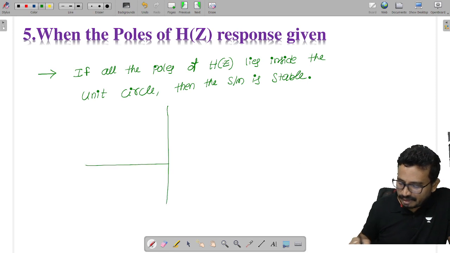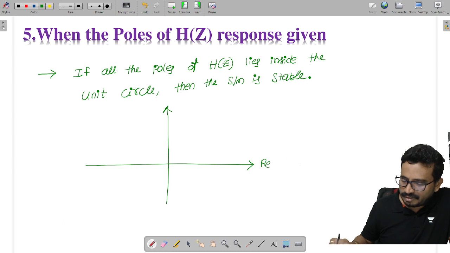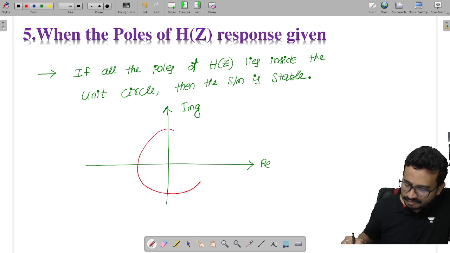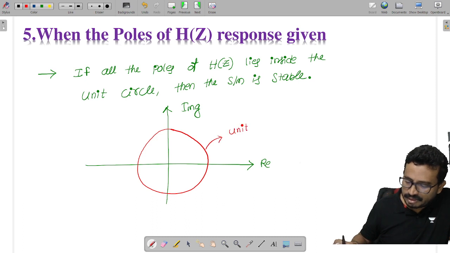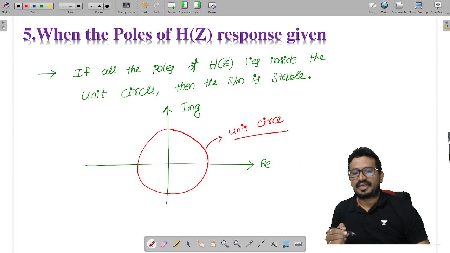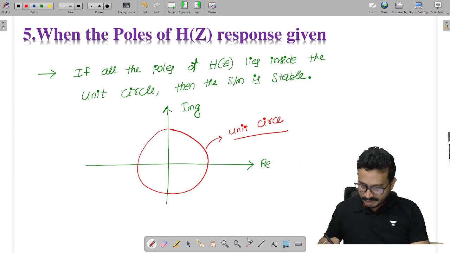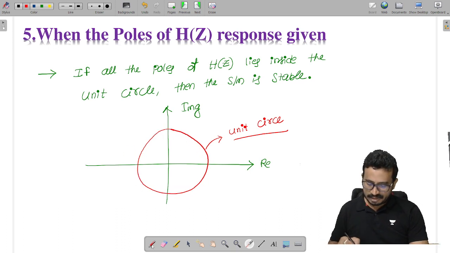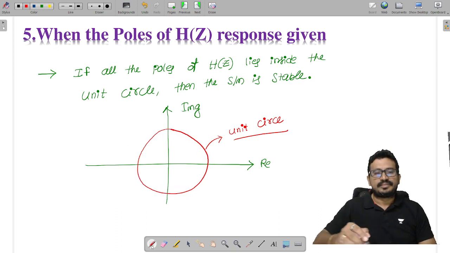So in the Z plane, this is called the real axis and this is the imaginary axis. Here we need one circle, that is, a unit circle is required. This I call the unit circle. Now all the poles must lie inside the unit circle. All the poles of a system must lie inside this unit circle. Then only the system is stable. Right?